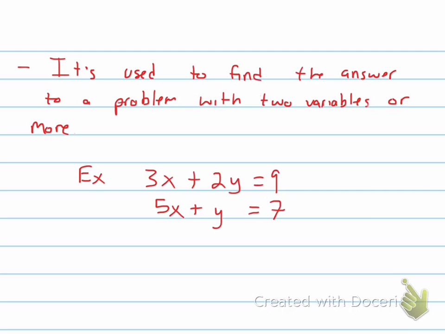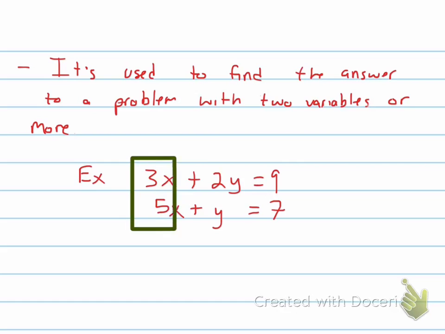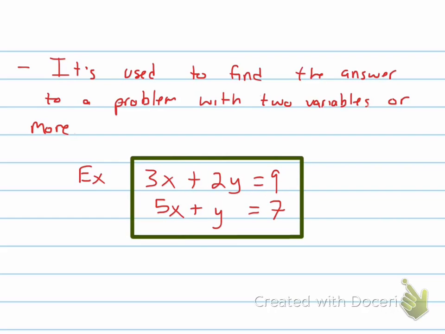So this is an example of a problem that you'd see. We're not going to solve this one right just yet because we don't know how. Let me box it in a little bit better. So 3x plus 2y equals 9, 5x plus y equals 7. Alright, so let's get some information about it first.